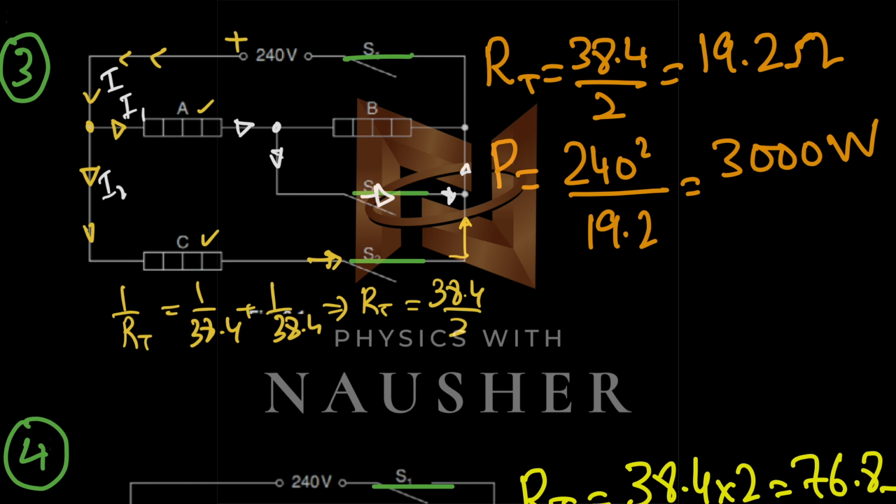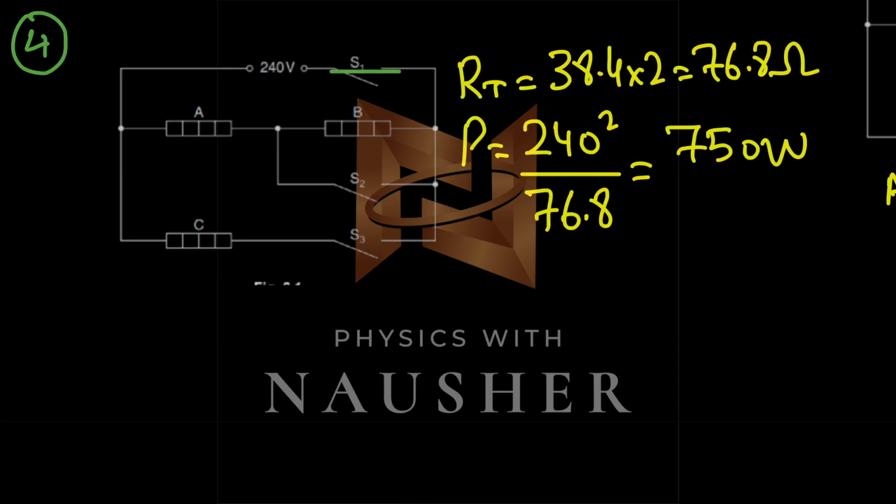Do 1 over 38.4, do 1 over 38.4, add, but at the end, do not forget to take the reciprocal in your calculator. That's the major problem with students: they remember how to apply this formula, but they forget to take the reciprocal at the end, because I'm not trying to find the value of 1 over R total. I want to find the value of R total. So R total will be 38.4 divided by 2, which is 19.2. Power, because you know they're in parallel, so voltage is the same. So 240 squared over 19.2, I get 3000 watts, which is 3 kilowatts.